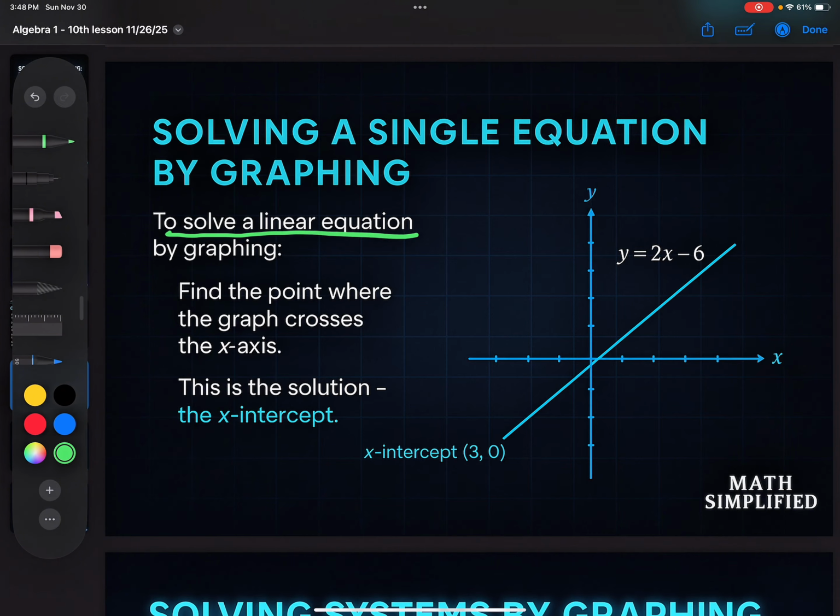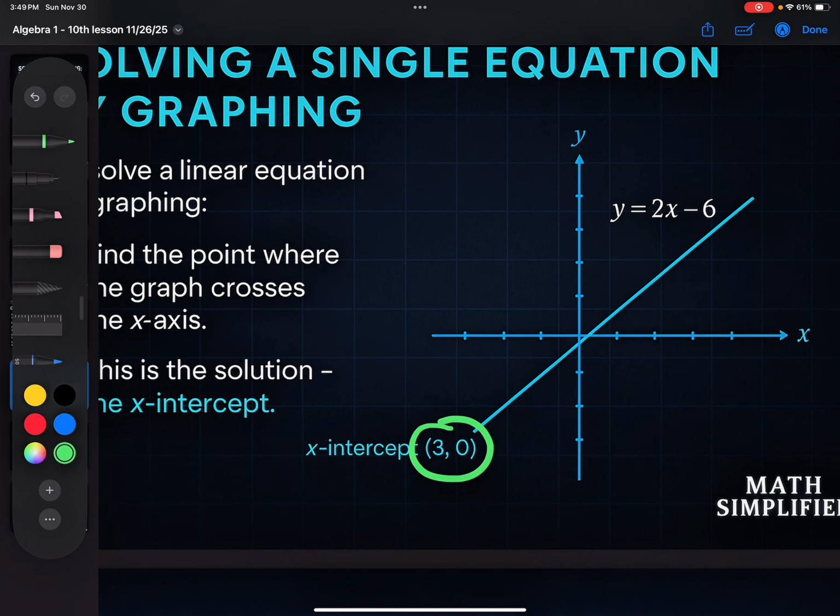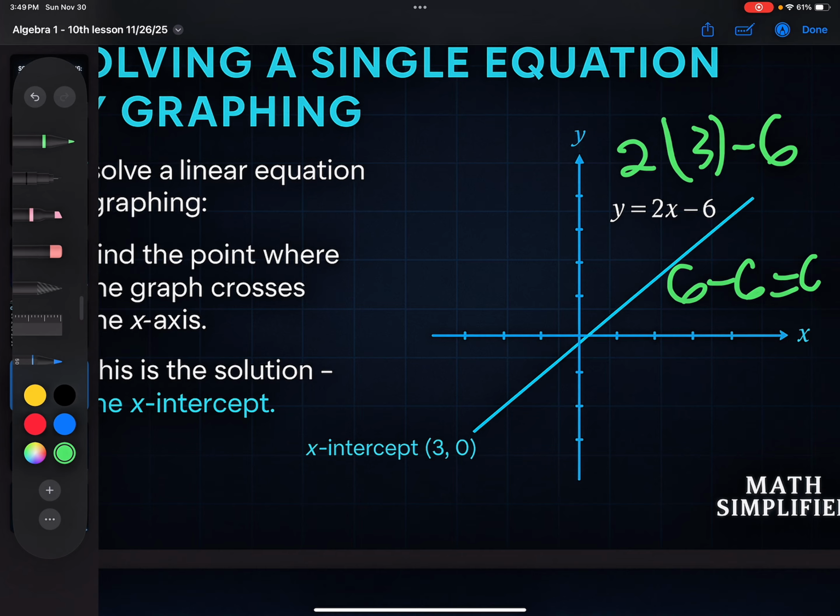a linear equation by graphing, find the points where the graph crosses the x-axis. This is the solution, the x-intercept. So that could be our solution there when we only have one line, because we're trying to solve for 0. Let's say here the x-intercept is (3, 0), because if you multiply by 3, 2 times 3 and then minus 6, that would be 6 minus 6, which equals 0. And that 0 is our y coordinate there.